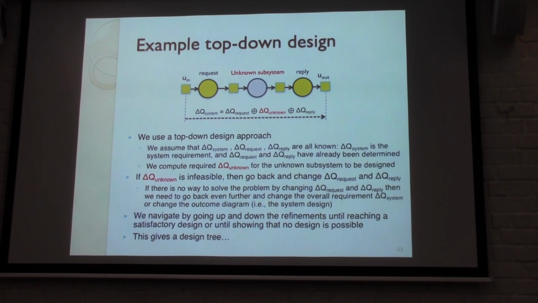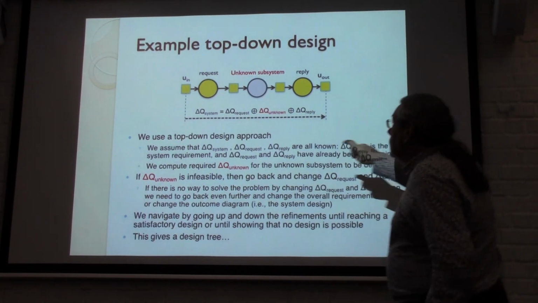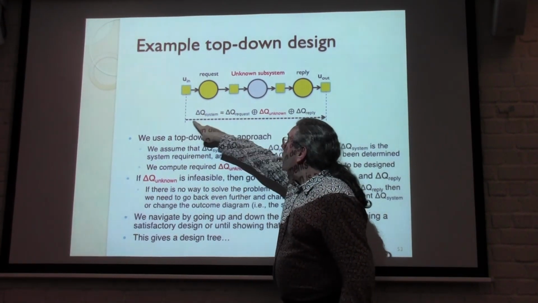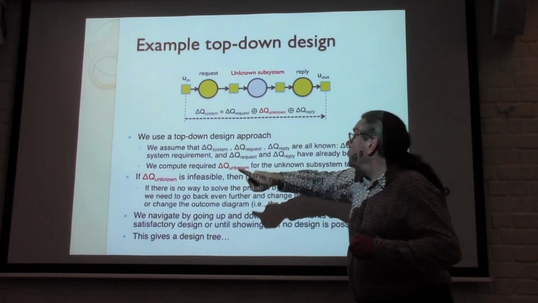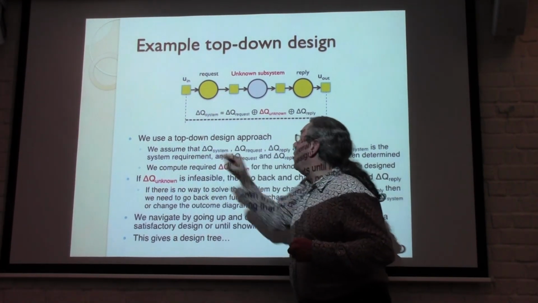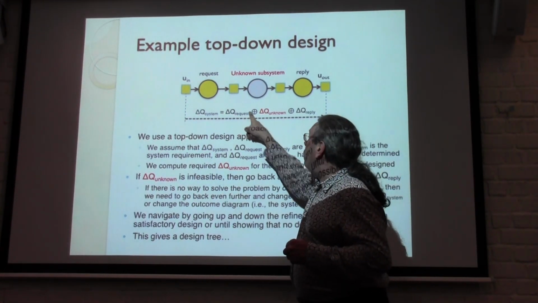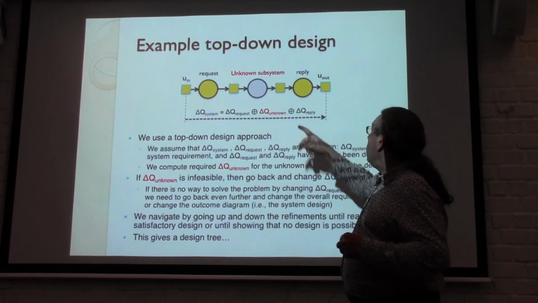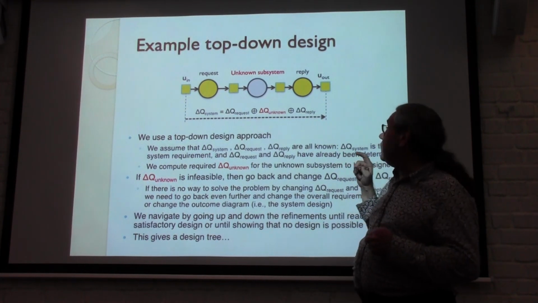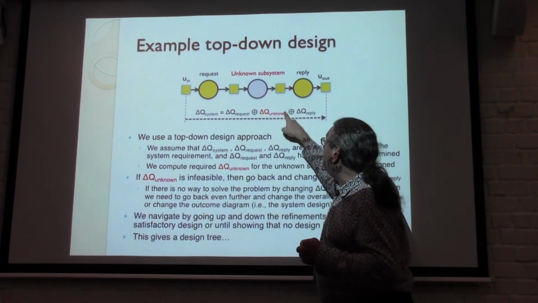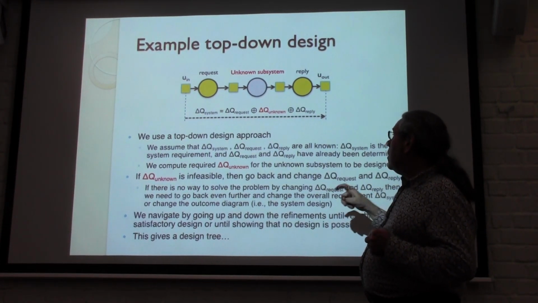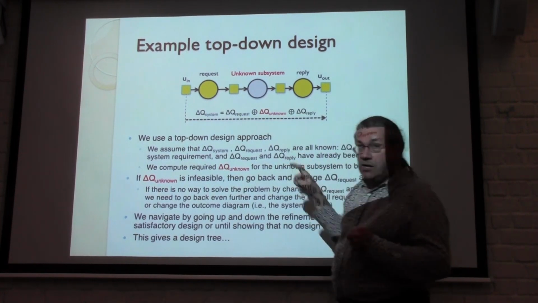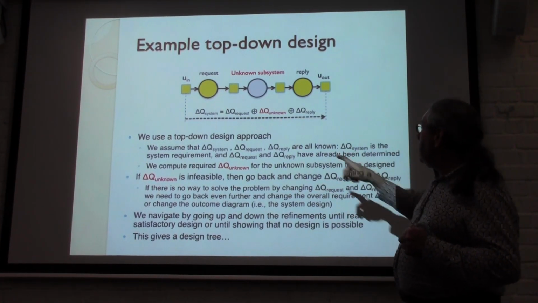So here's the general top-down design. Okay, so here I have my system from in to out, and I know what it's doing, top-down. We know delta Q system. So the black is something I know, and I know how long the request will take in the computer, and I know how long the reply will take to process. And then there's this unknown thing, the database in the middle. Okay? We can compute this guy using deconvolution. And maybe it's impossible.